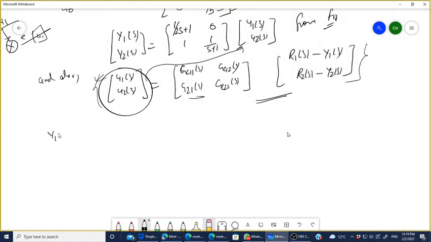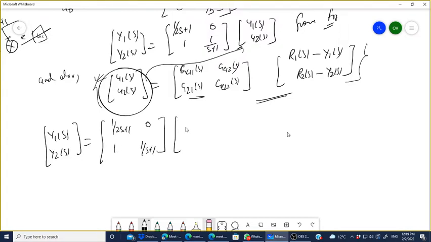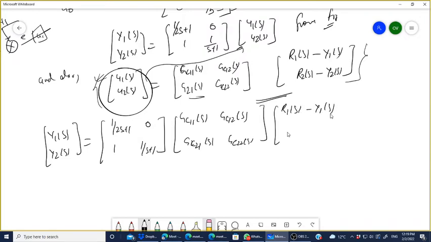y1(s), y2(s) equal to [1 upon 2s plus 1, 0; 0, 1 upon s plus 1] times [Gc11(s), Gc12(s); Gc21(s), Gc22(s)] into [r1(s) minus y1(s); r2(s) minus y2(s)]. So this is the equation. Did you understand?